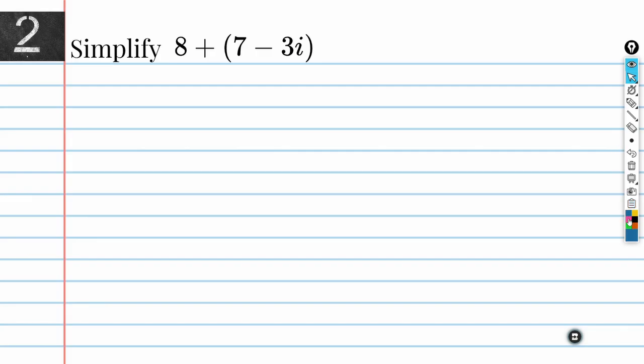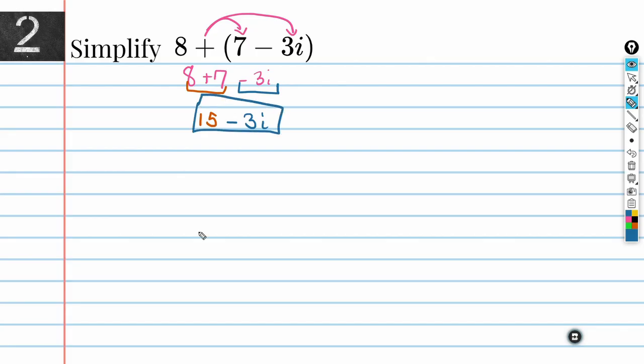So this next one, we're going to again look at distributing that positive sign this time through. So when you distribute a positive sign, nothing changes. And so we have 8 plus 7 minus 3i. And so again, we're going to look at our real portion. So these two numbers make up our real portion of 15. And then our imaginary, which is negative 3i. So there's our complex number that we're left with.